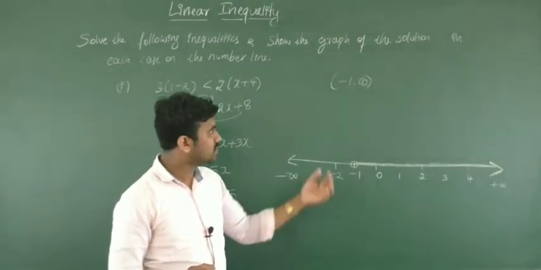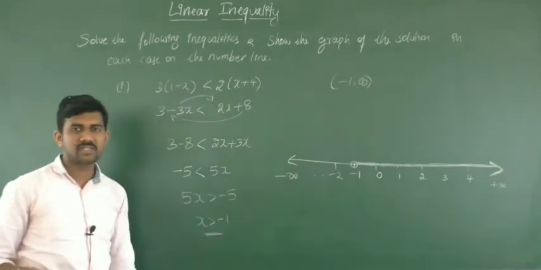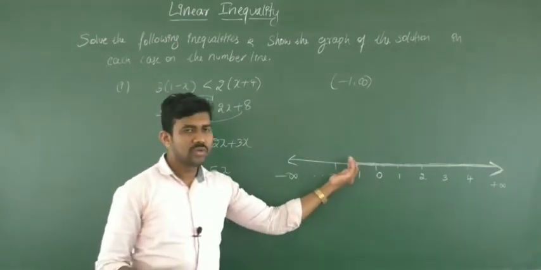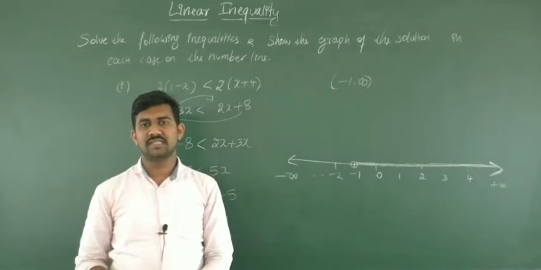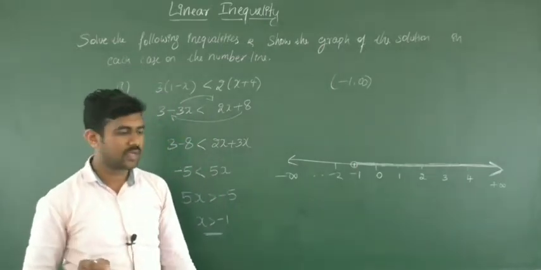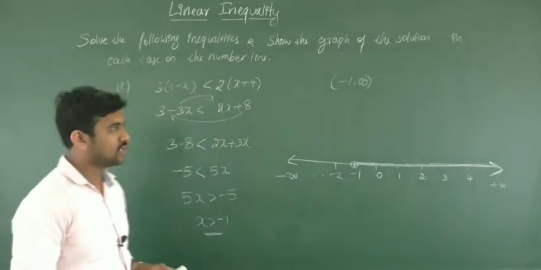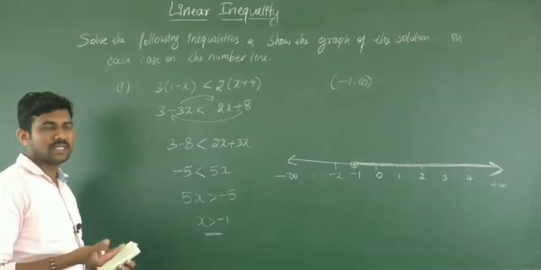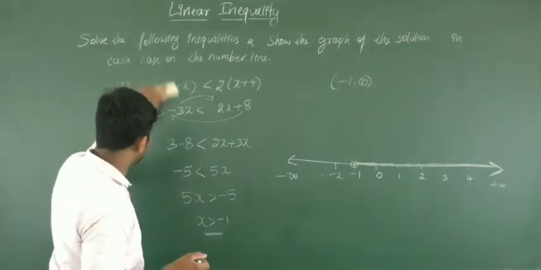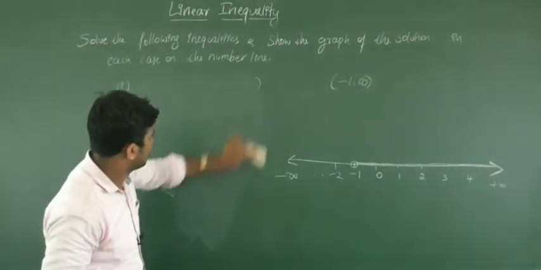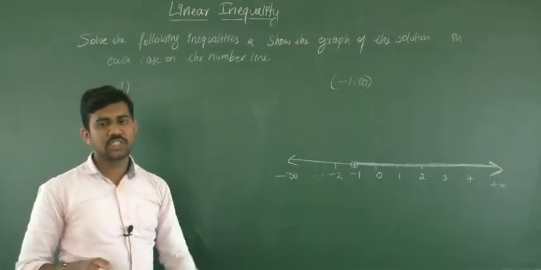Okay, suppose you have x is less than minus 1, then you have to draw the thick line on the left hand side. That is the case. Okay, now we'll see the next question so you can understand better. See, the next question they have given.